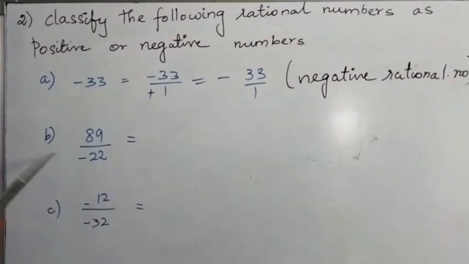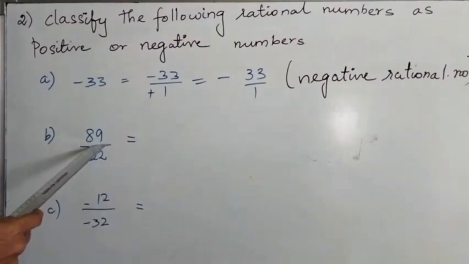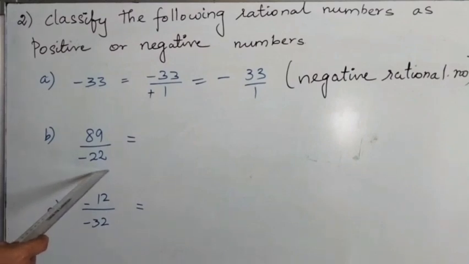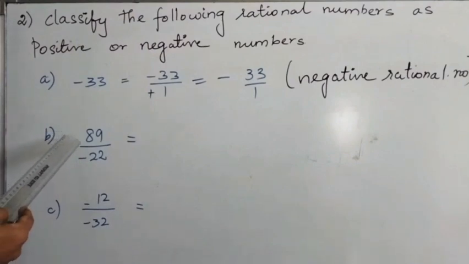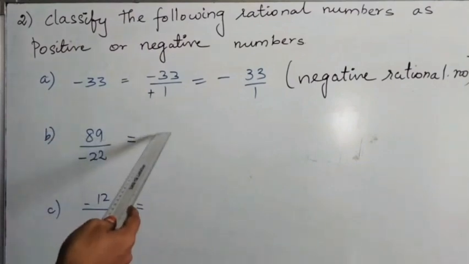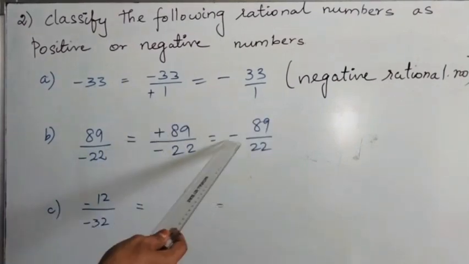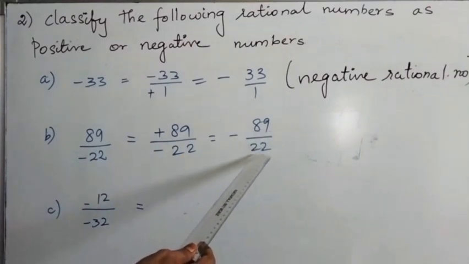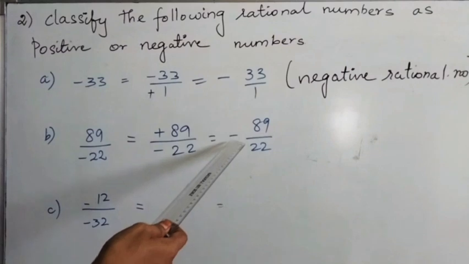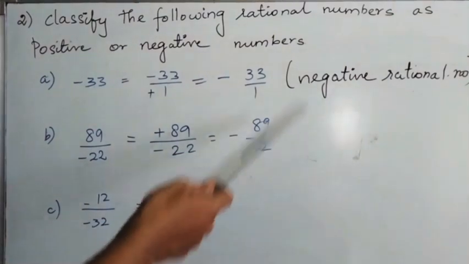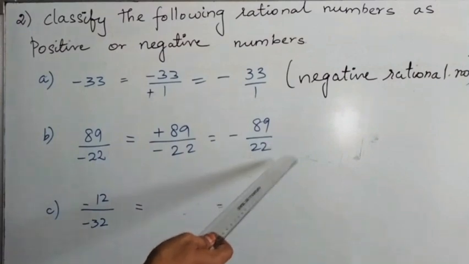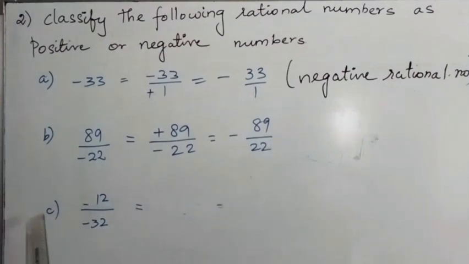Okay, and see the next sum B, that is 89 divided by minus 22. See the numerator, there is no sign, so by default the sign is considered plus. So we have to write, see here, plus into minus, minus. So 89 divided by 22, opposite sign, so we get a negative value, and then we classify the rational number as a negative rational number. And see the next sum C, that is given as minus 12 divided by minus 32.